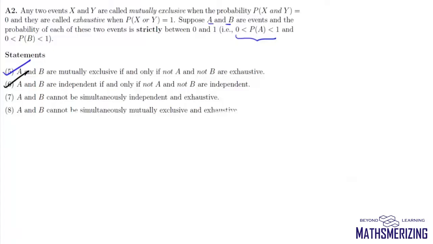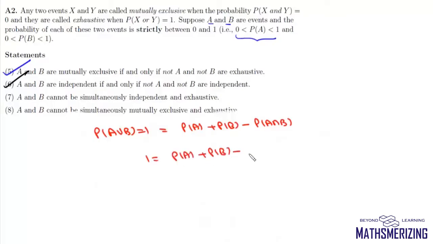Now this seventh one is A and B cannot be simultaneously independent and exhaustive. Now suppose A and B are exhaustive. That means probability of A union B is 1. And if probability of A union B is 1, we can write P(A union B) as probability of A plus probability of B minus probability of A intersection B. Now if A and B are independent, we can write this as 1 equals PA plus PB minus PA into PB, and we can factorize this as (1 minus PA) into (1 minus PB).